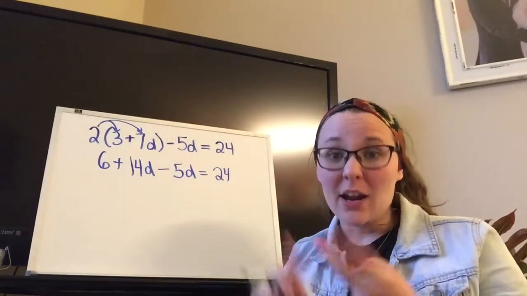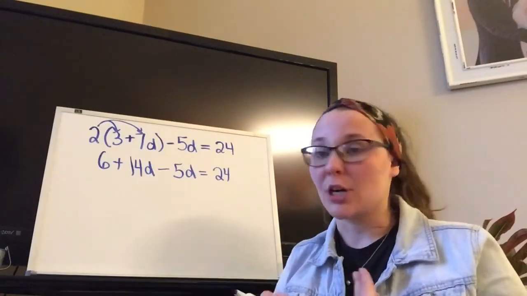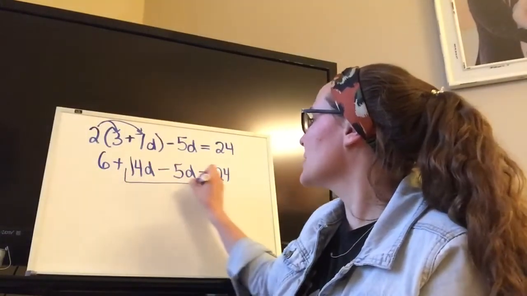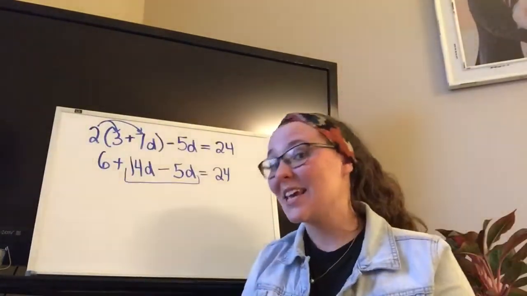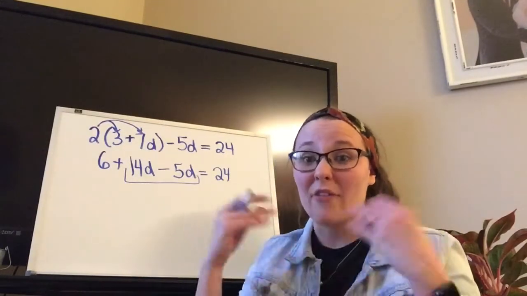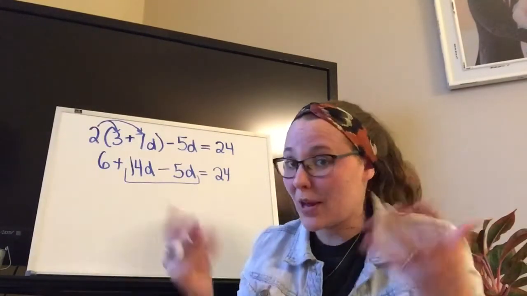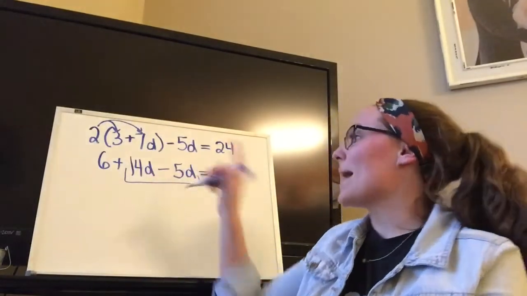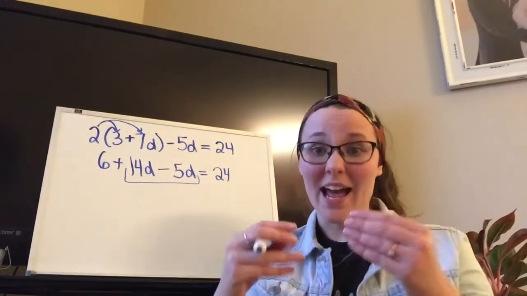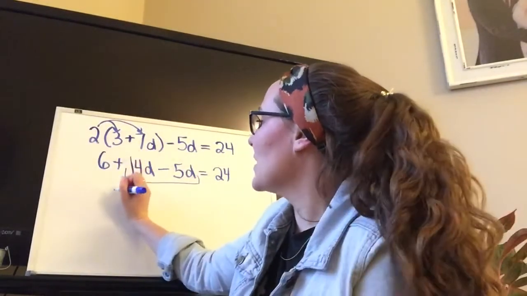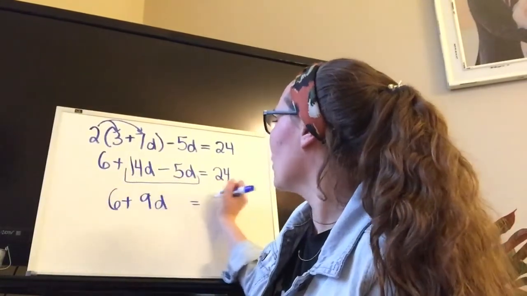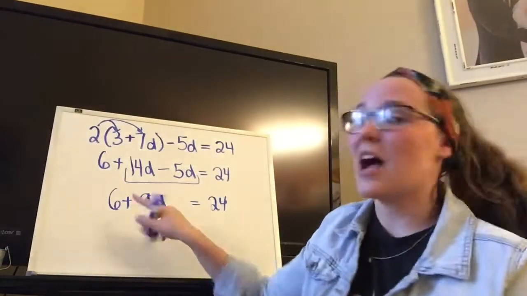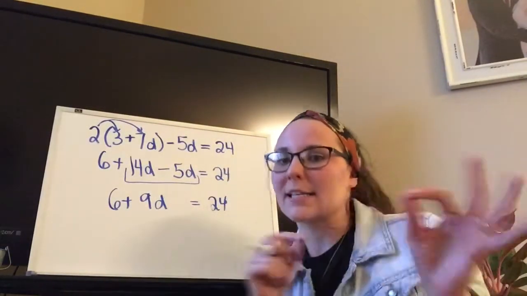After I've distributed, our next step is to combine like terms. So I see like terms here. Once again, we did this in our expressions unit. I can do 14d minus 5d because they both have a d and they both have the same exponent. So 14d minus 5d is 9d. So I would say 6 plus 9d equals 24. And not 90, 9d as in dog.